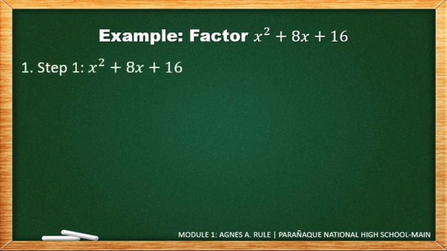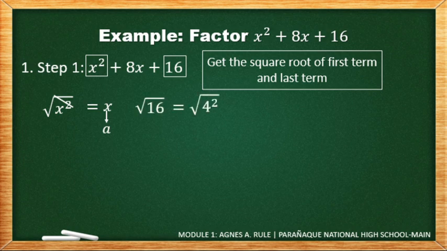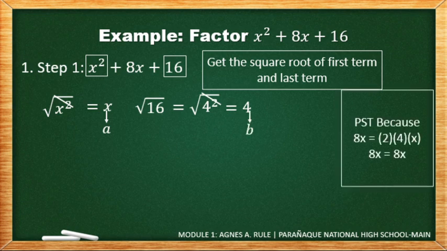Step 1. Get the square root of the first and the last term. So, ito ang first term and last term. Square root of x squared is x. And square root of 16, 4. Ang x natin ay magiging a. Ang 4 natin ay b. Take note, PST yan. Kasi 8x is equal to 2 times 4 times x.